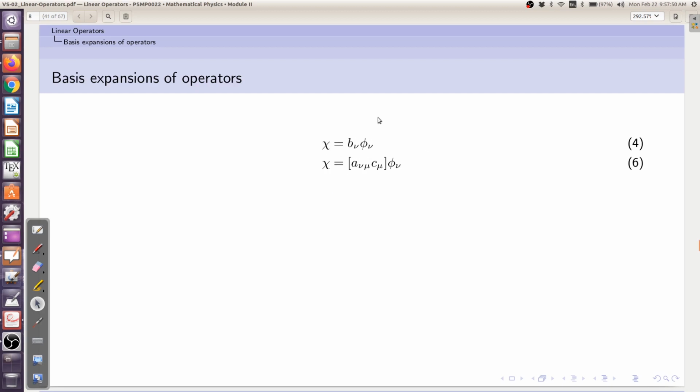So we have these two. So equating both sides, we get that this left hand side must be equal to this on the right hand side, and this function is arbitrary and it's the same. So it means B nu is equal to A nu mu C mu. So that's what we have here.